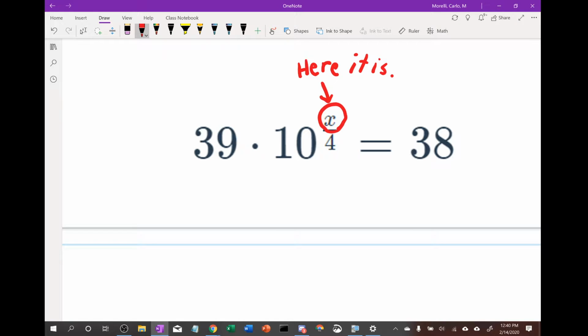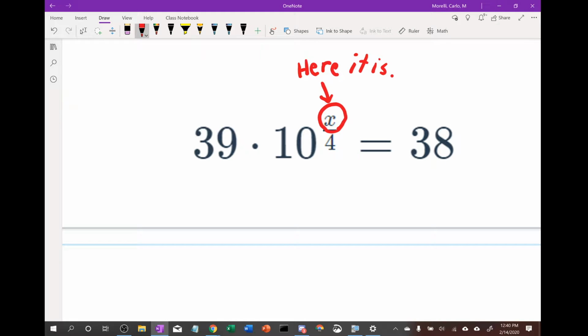Now I'm only half joking. So we have to look at where X is and see what's happening to X. X is being divided by 4, and it's up in the exponent position with that 10, and that 10 is being multiplied by 39. So let me say it again. X is being divided by 4. It's in the exponent position of the 10, and that 10 is being multiplied by 39.